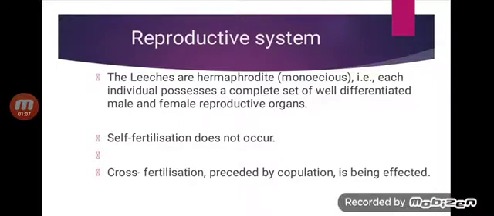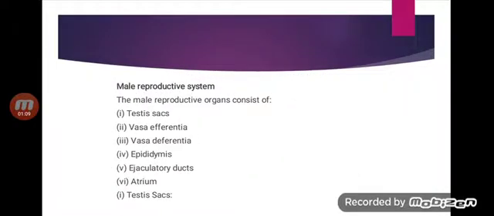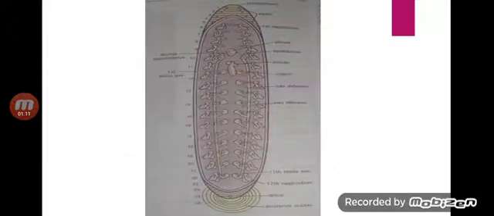Coming to the male reproductive system, it consists of the testis sacs, vasa efferentia, vasa deferentia, epididymis, ejaculatory ducts, and atrium. The testis sacs: we can see the testis sacs in the 10th and 11th segments.